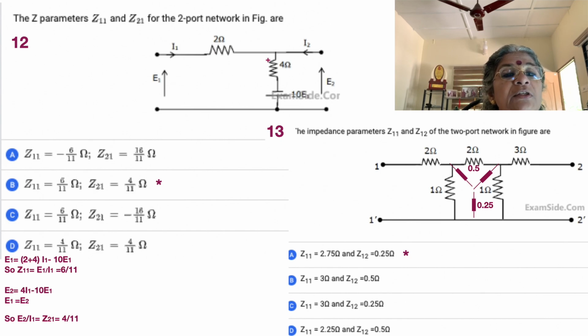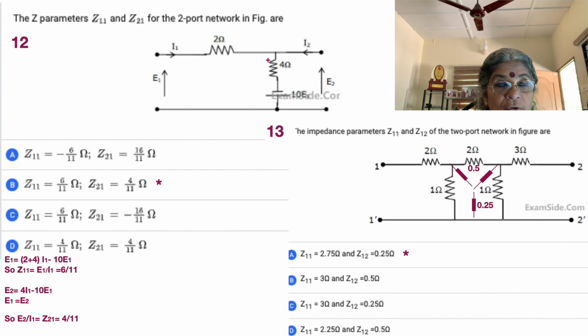So what is Z11? I hope you remember, though the formula is written there. We have called them E1, but our convention happens to be V1 by I1, where I2 is equal to 0. So if I2 is equal to 0, this I1 current flows through 2 ohms, then it flows through 4 ohms, and then it's 10 E1 as well, and now we can pick up all the voltages and call this equal to E1. That's exactly what is done.